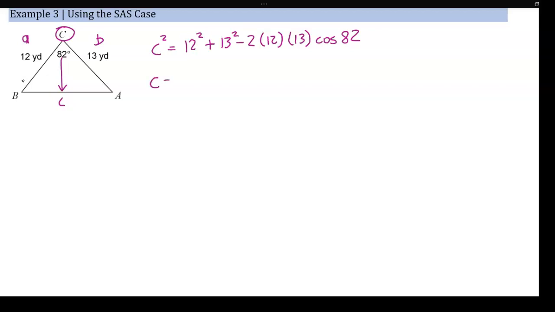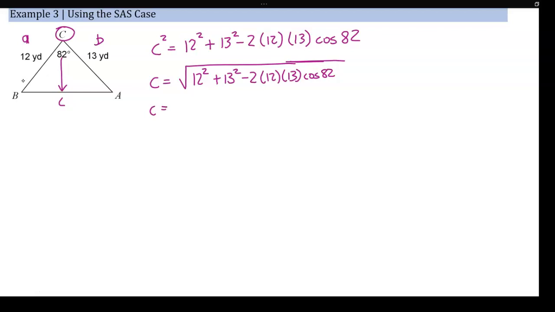Remember, when you do a square root, you get plus or minus, but since we're dealing with the side length, we want the positive value. So we want to have the square root of 12 squared plus 13 squared minus 2 times 12 times 13 times the cosine of 82. And again, you could do all of this in the calculator in one step.